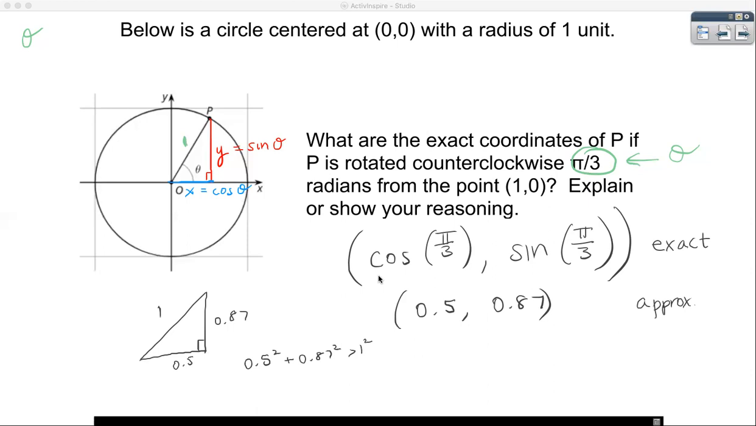But if I were to plug in my exact coordinates, and it would be cosine squared pi over 3 plus sine squared pi over 3, I actually would get an answer that is exactly equal to 1 squared, or 1. So again, just noticing the difference between exact coordinates and approximate coordinates. This will come in handy as you move along throughout this unit. Okay, let's look at another example. I want you to keep this idea of the Pythagorean theorem in your mind, by the way, and the idea of how to find our coordinates on an actual coordinate plane.